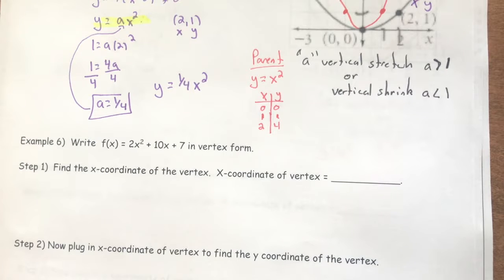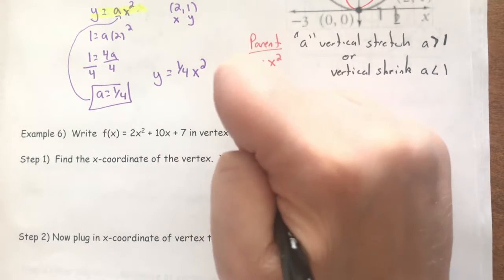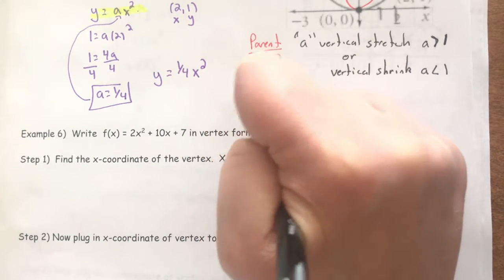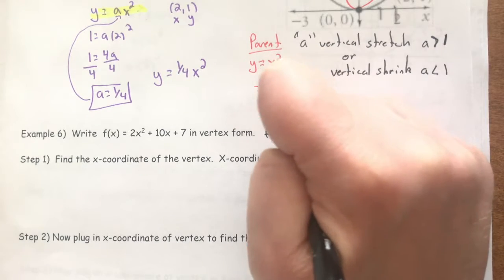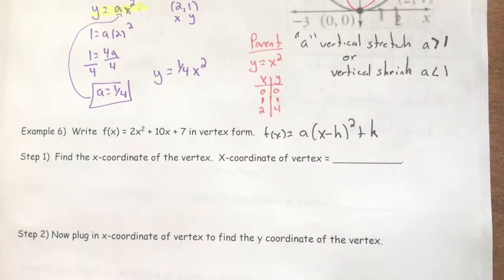It says, write f of x equals 2x squared plus 10x plus 7 in vertex form. This is a quiz question that you will have to do without a calculator. So that means you have to memorize what vertex form is. Do you know it yet? f of x is equal to a times x minus h squared plus k.